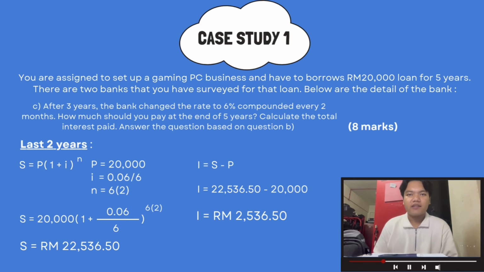Now we're going to calculate the total interest paid for the last 2 years. The formula is S minus P. Just take the maturity value for the last 2 years, which is 22,536.50, minus 20,000, and you will get the answer 2,536.50.